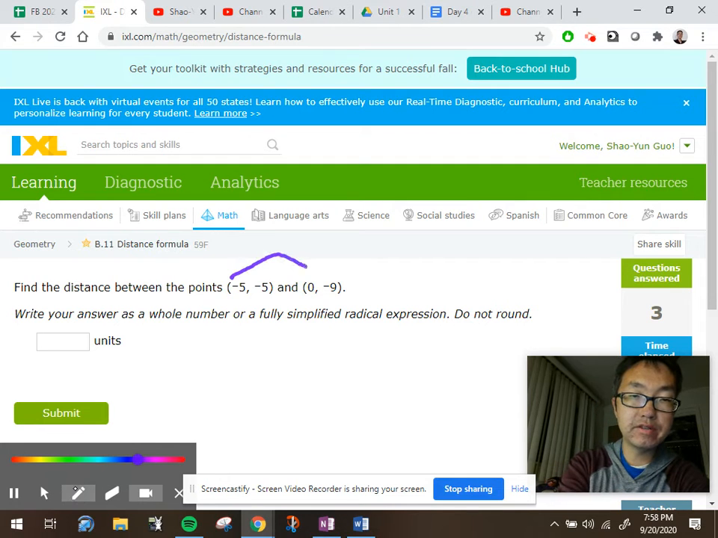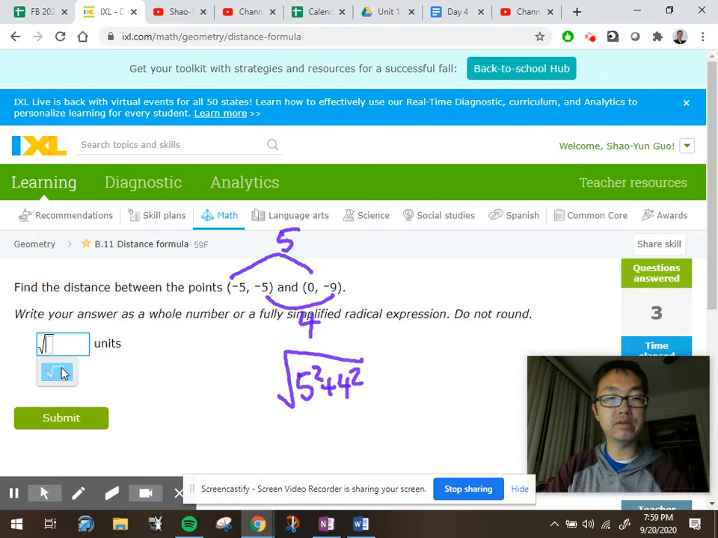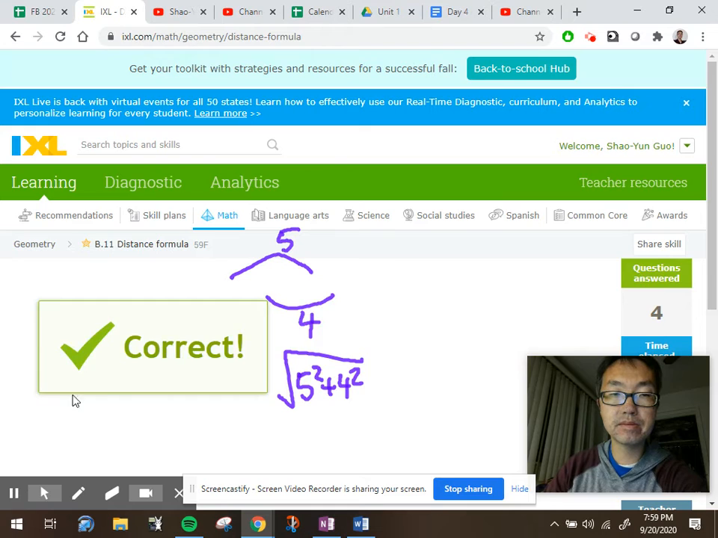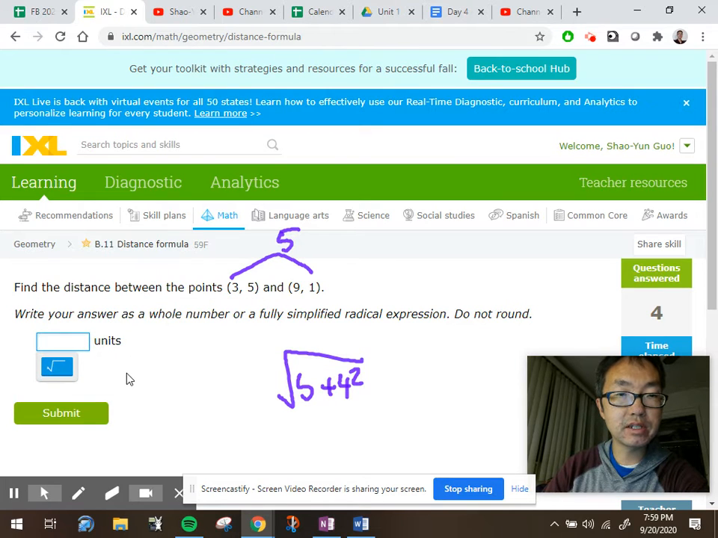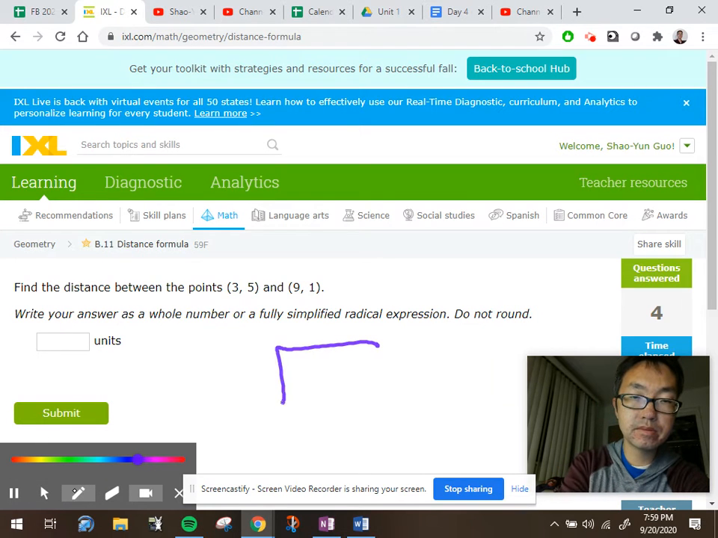All right, 5 is the difference here. 4 is the difference here. Square it. Get 5 squared plus 4 squared, which is the square root of 41. 41 is a prime number, so you don't have to deal with all that craziness. Prime numbers are nice. All right, 6 and 4, square them. 6 squared plus 4 squared, you get square root of 52.